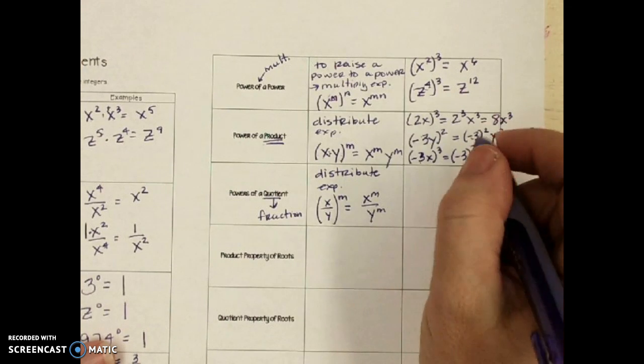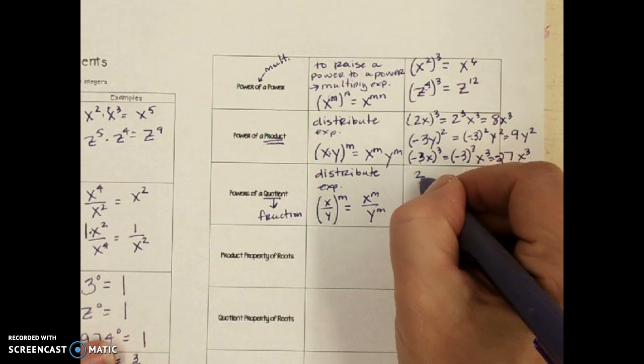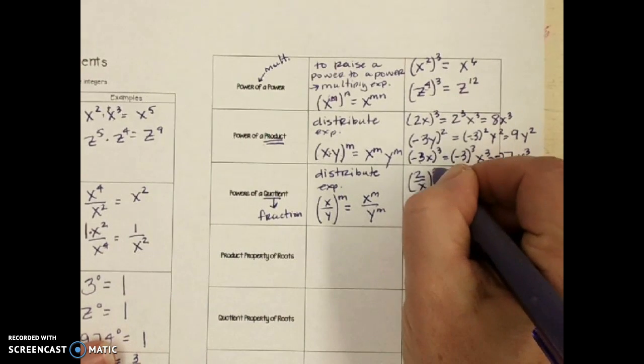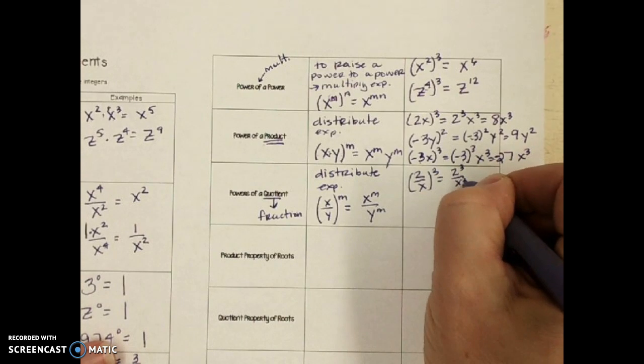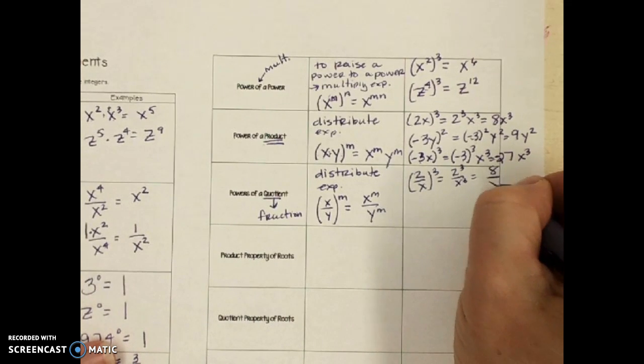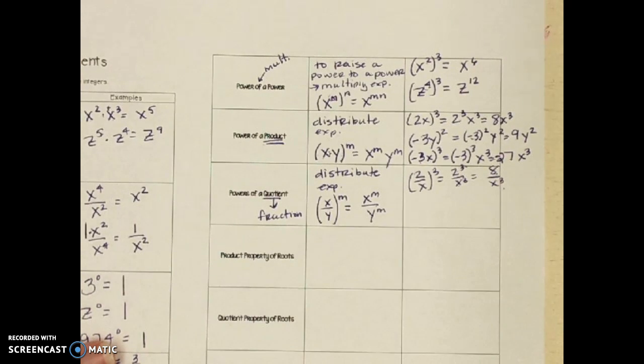So a couple of examples. If I have 2 over x cubed, then I'm going to have 2 cubed over x cubed, which is going to give me 8 over x cubed. 2 to the third is 8, x cubed is just x cubed.